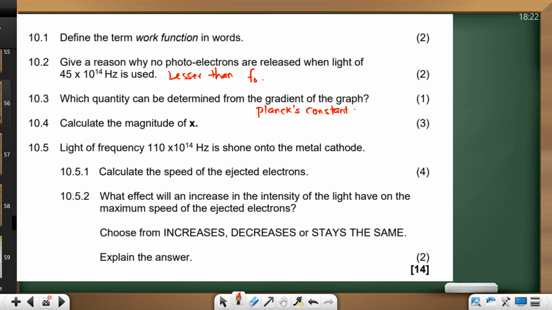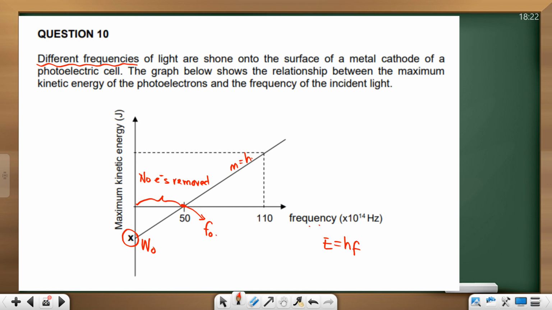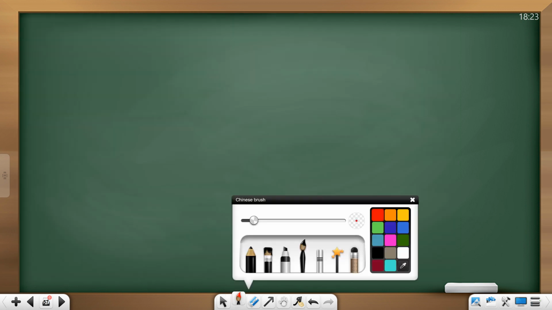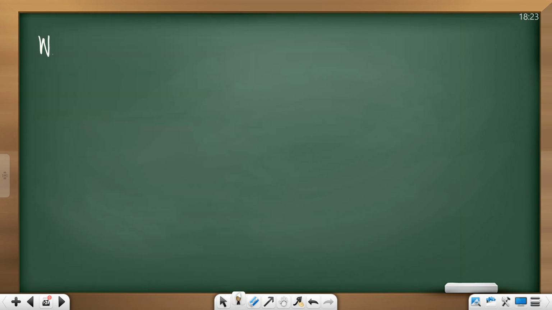Okay. All right. Let's just run. Calculate the magnitude of x. What are we looking for? Work function. There are so many ways of getting this work function. So if a learner doesn't know that that is x, that is work function, the learner might have a problem. Do we know threshold frequency? We know 50. Let me show you two ways of getting that quickly. First thing, I know I'm looking for work function, right? Work function equals to what? h f naught.